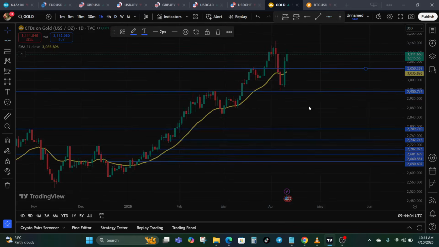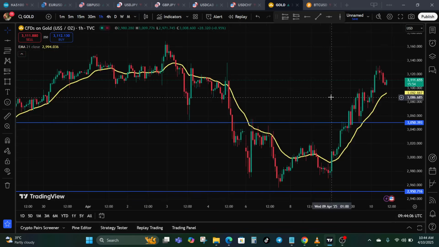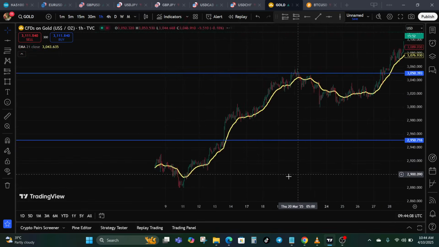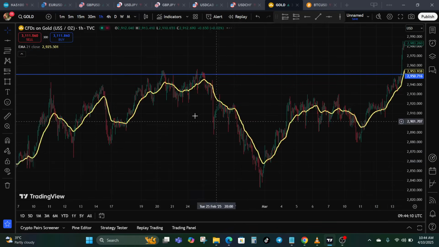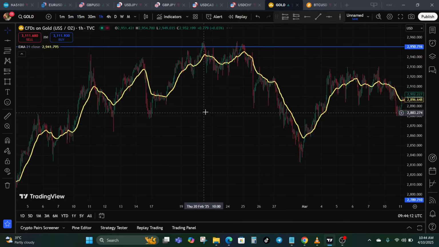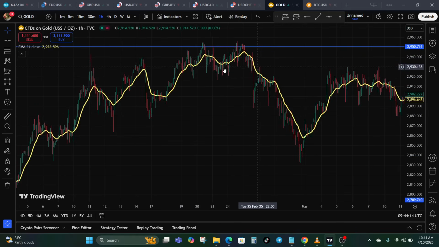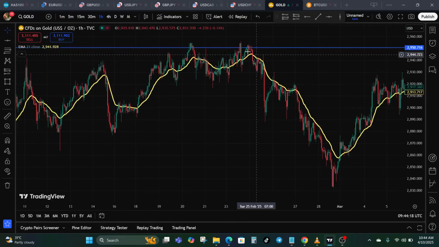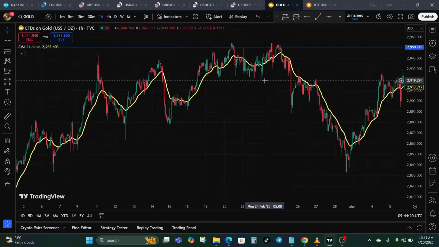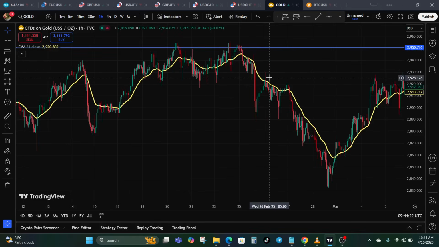Then when you come back to a lower time frame, the particular time frame you want to trade on, you look for confirmations from both the trend lines, the moving average, and the horizontal support and resistance levels. For example, we can see that one of these levels served as a resistance and price got rejected from there.